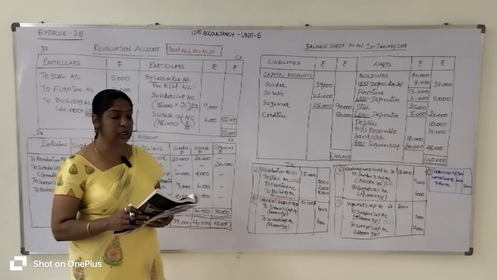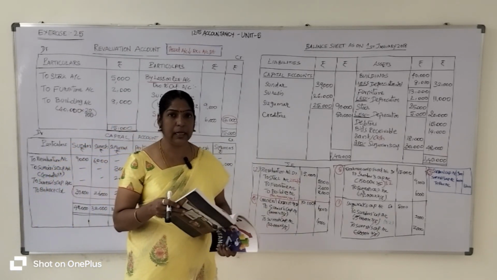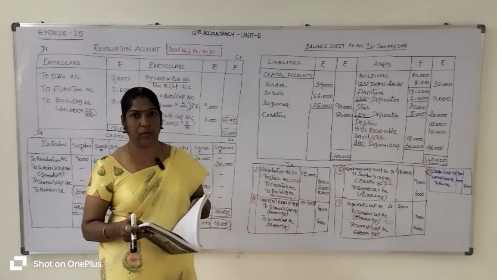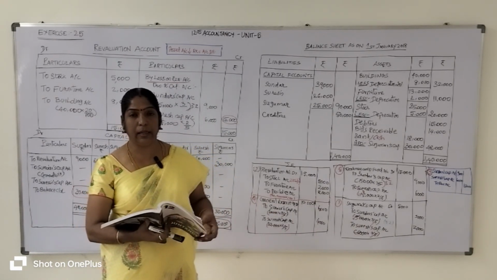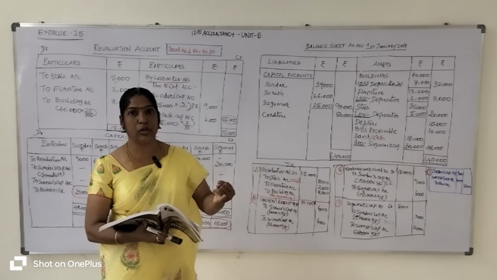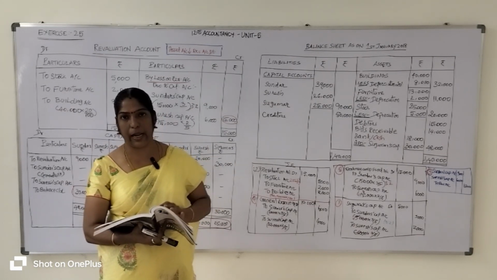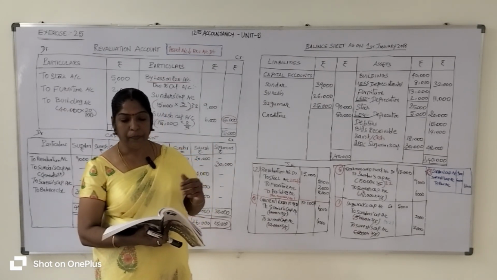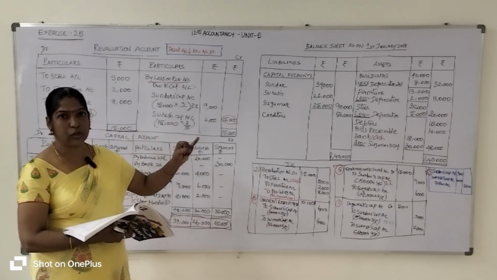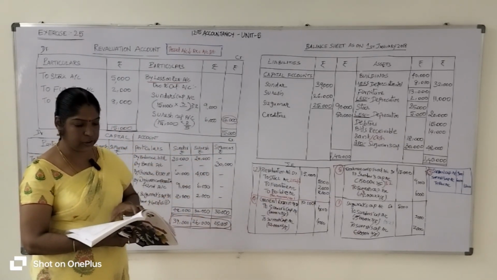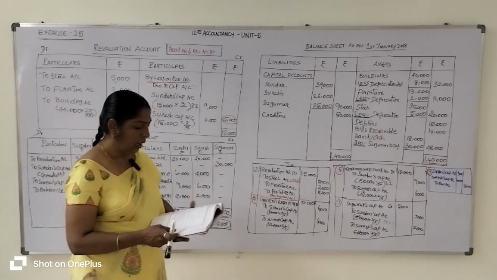In illustration sum number 25, they didn't ask to prepare the capital account, but in the solution they have prepared the revaluation account, capital account and the balance sheet. In this way, for exercise sum number 25, we need to prepare the revaluation account, capital account and the balance sheet. Okay, listen here.